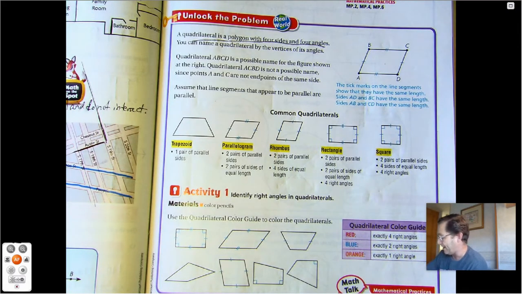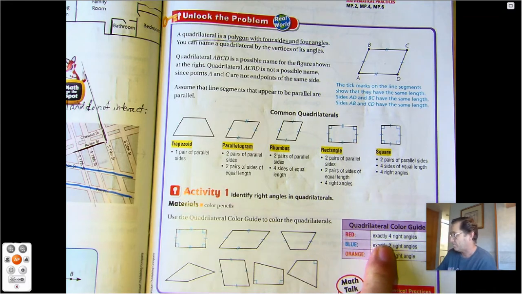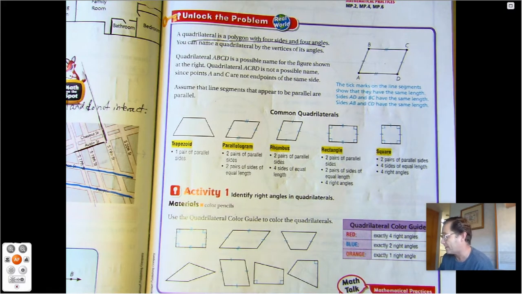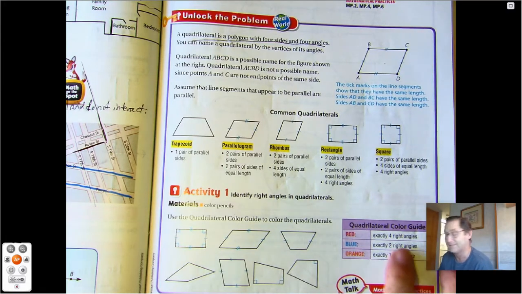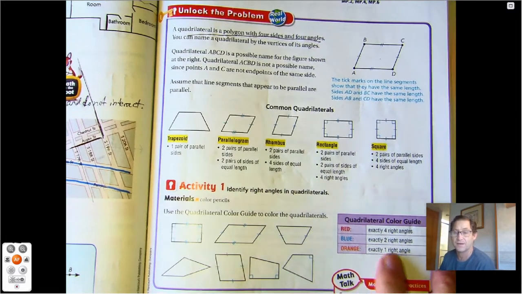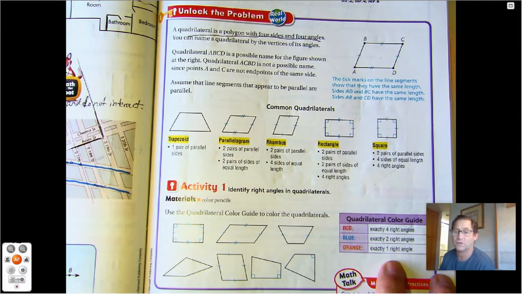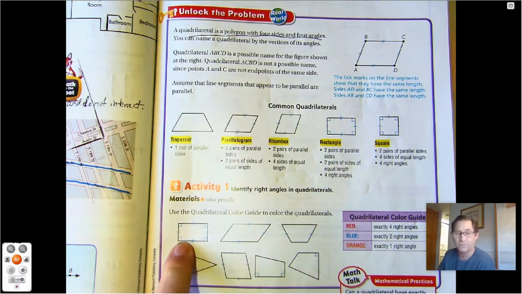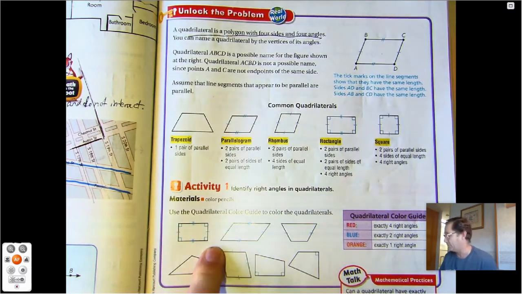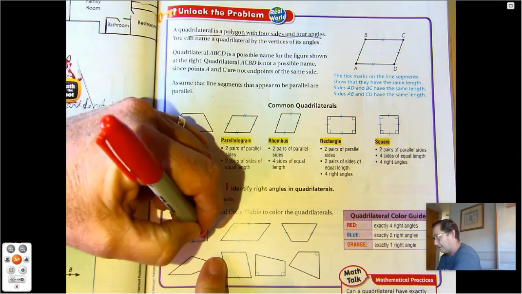Again, we're going to need red, blue, and orange color pencils, crayons, markers. And red, we will identify shapes with the quadrilaterals as red if they have exactly 4 right angles. Blue will have exactly 2 right angles, and orange will have exactly 1 right angle. So this one here, we notice that it has 4 right angles. So we're going to color that one red.